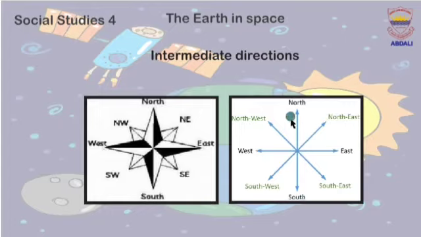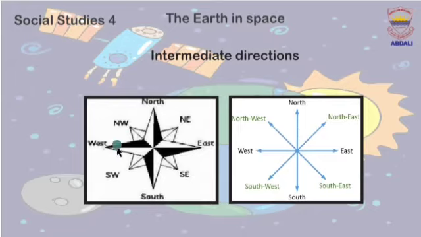Dear students, can you explain what are intermediate directions? Yes, the directions in between the cardinal directions on a compass are called intermediate directions. And these directions are northeast, northwest, southeast and southwest.